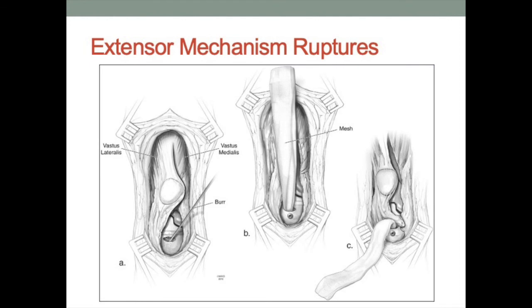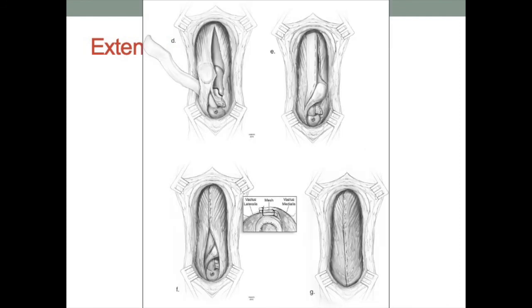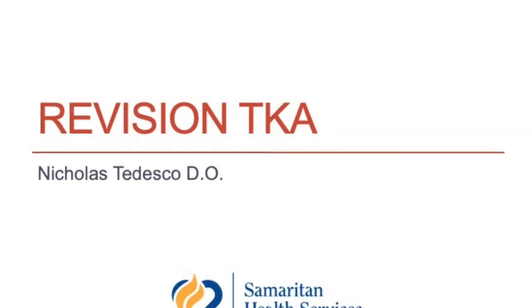So here's an example of that extensor mechanism reconstruction with the mesh, where basically you have that screw through the bone tunnel with the mesh cemented with the tibial component into the proximal tibia, and then you wrap it around and suture it to the extensor mechanism that allows you to get full reconstruction and reconnection of the extensor mechanism to the tibia. So that wraps up revision total knee arthroplasty.